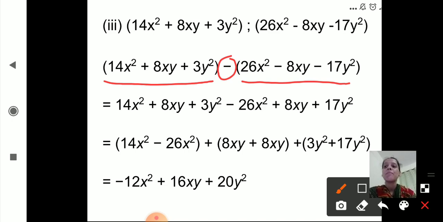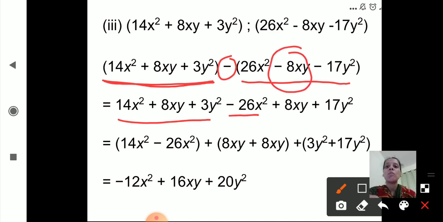Okay, now the next step is what? Yes, we will write down the first algebraic expression as it is. No need to put the brackets now. For the second algebraic expression, the signs inside the bracket will change. Here it is plus 26x square, so it becomes minus 26x square, right? This is minus 8xy, so now we are writing it as plus 8xy. Why is it plus 8xy? Because outside the bracket there is a minus sign, so minus minus becomes plus. So here it is plus 8xy.